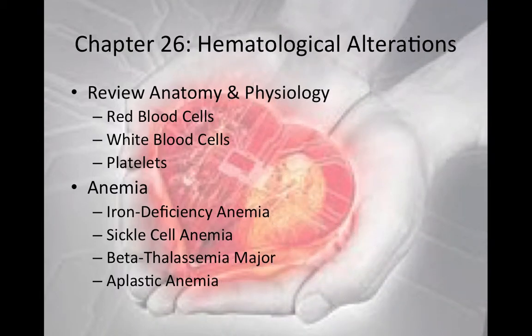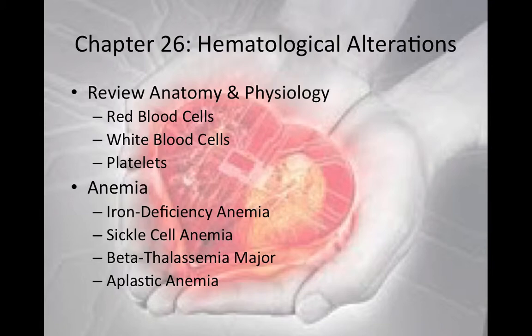Okay, now we are in chapter 26, which will review our hematological alterations. I do want you guys to go ahead and review your anatomy and physiology as always, making sure that you pay attention to the red blood cells, white blood cells, and platelets. Refresh yourself on any information that you may need in those sections. And now we will look at anemia.